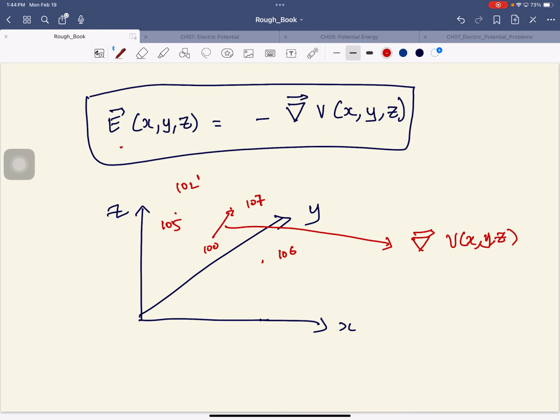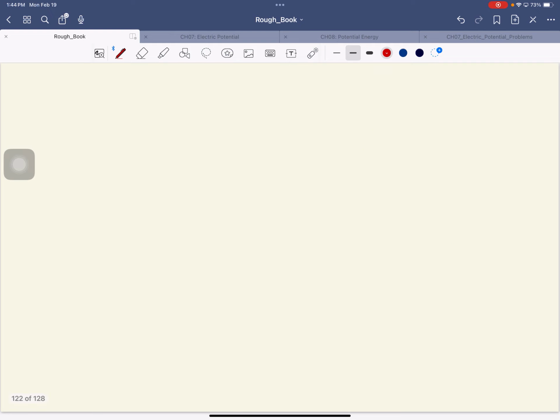And the electric field is pointing in the opposite direction. Okay, so that's what it does. So for instance, if V of x, y, z is given by this function, we've done an example like this before. We're doing it again.